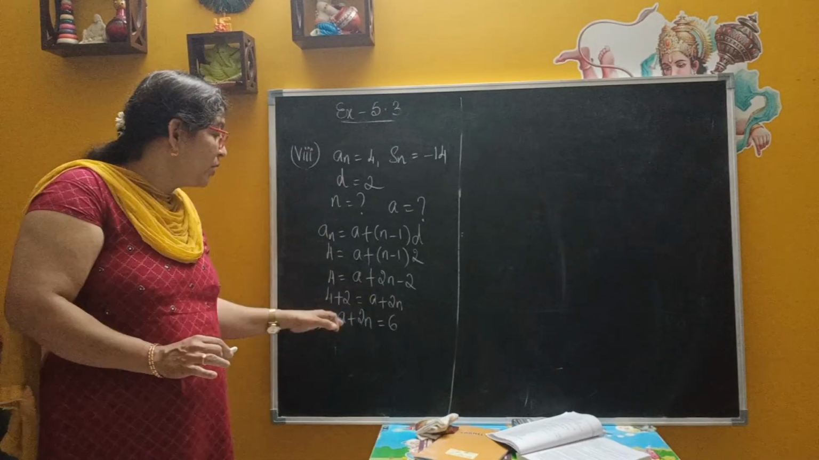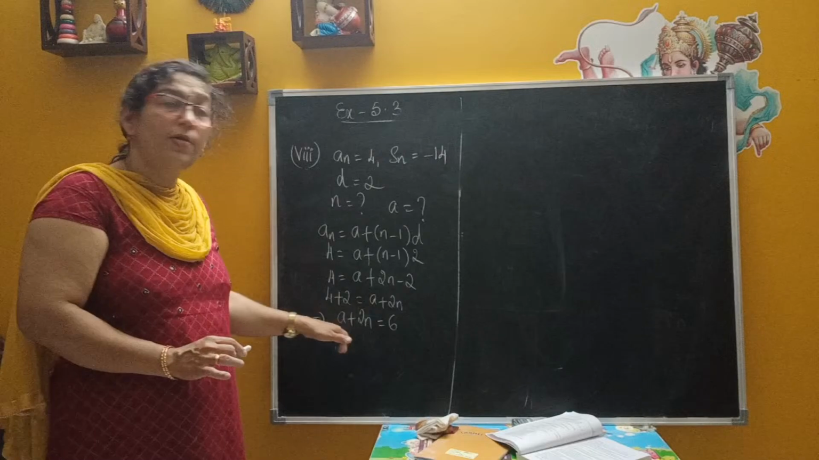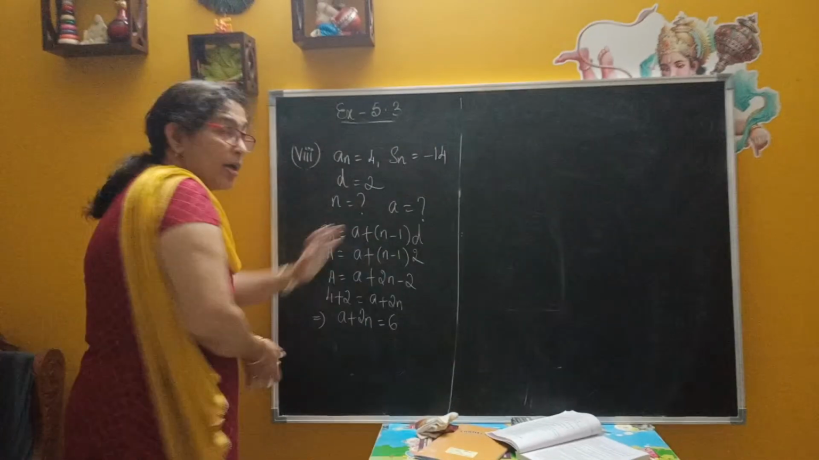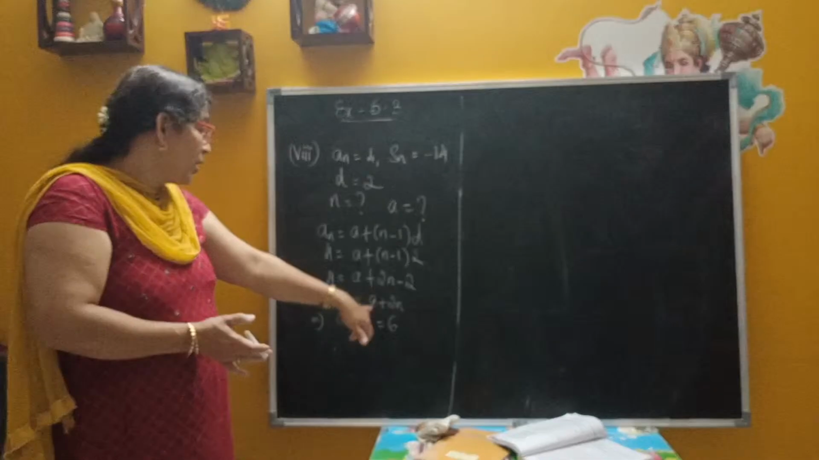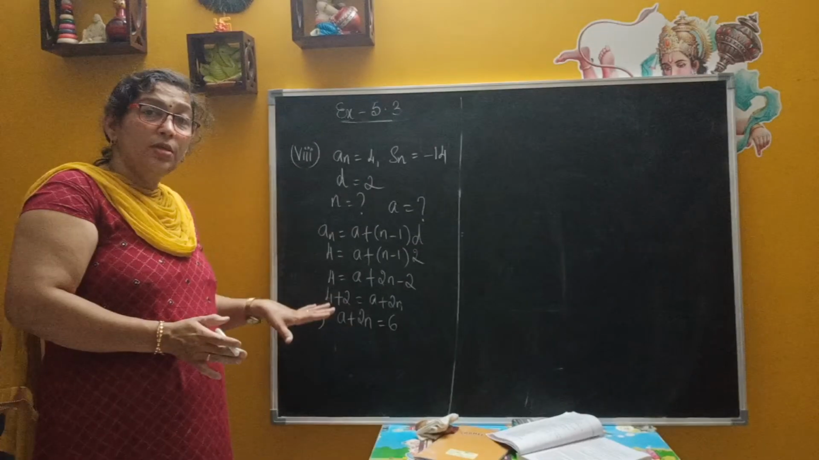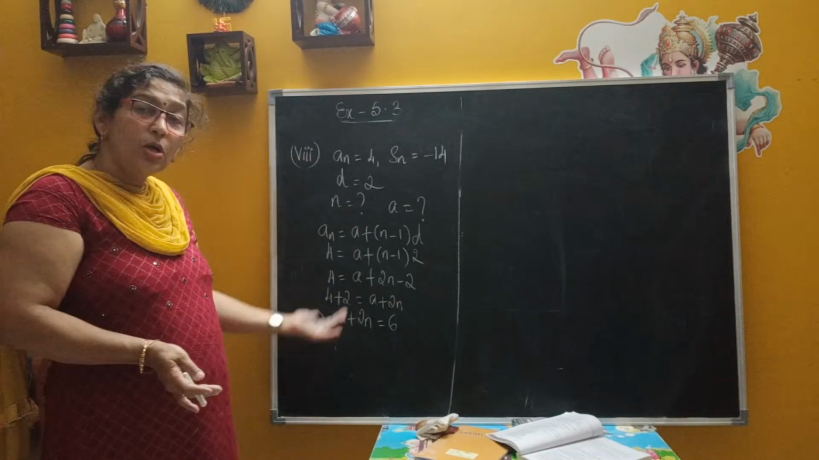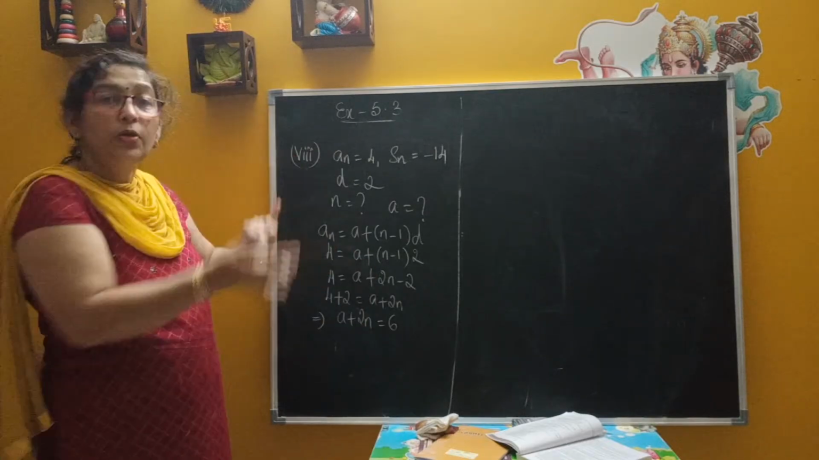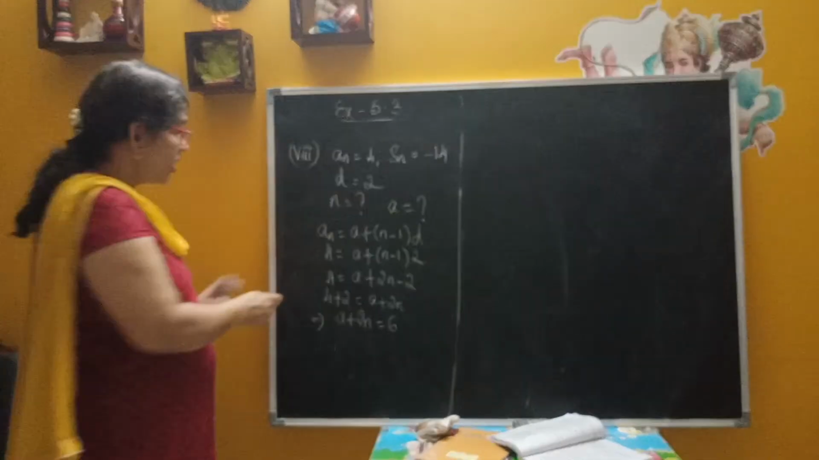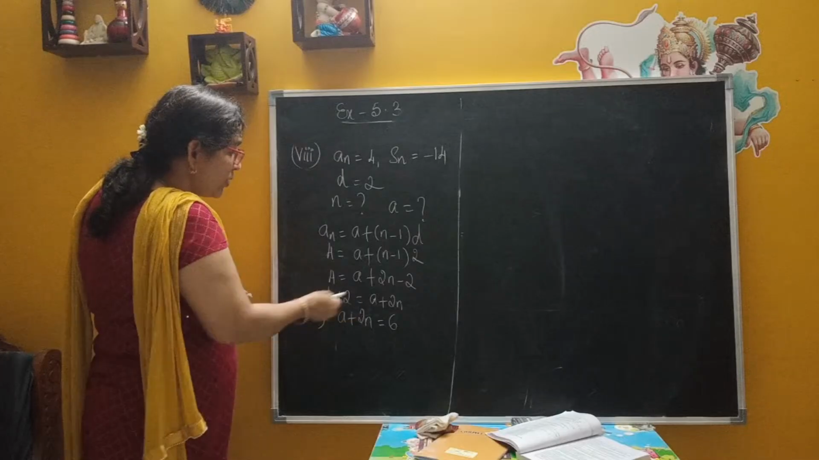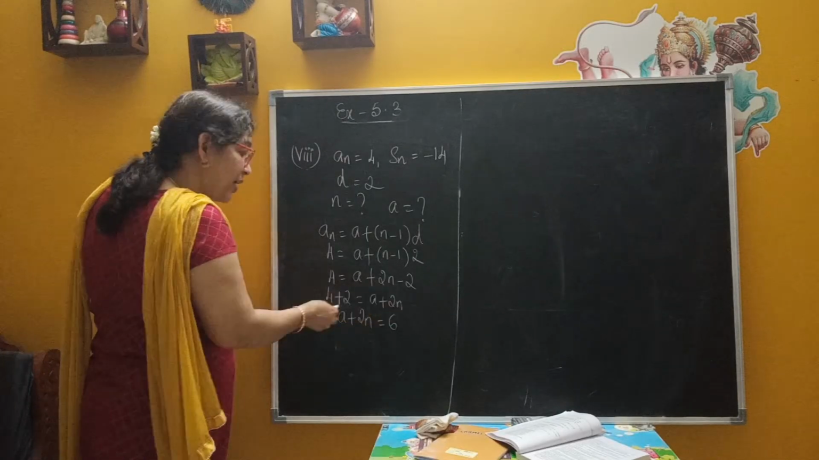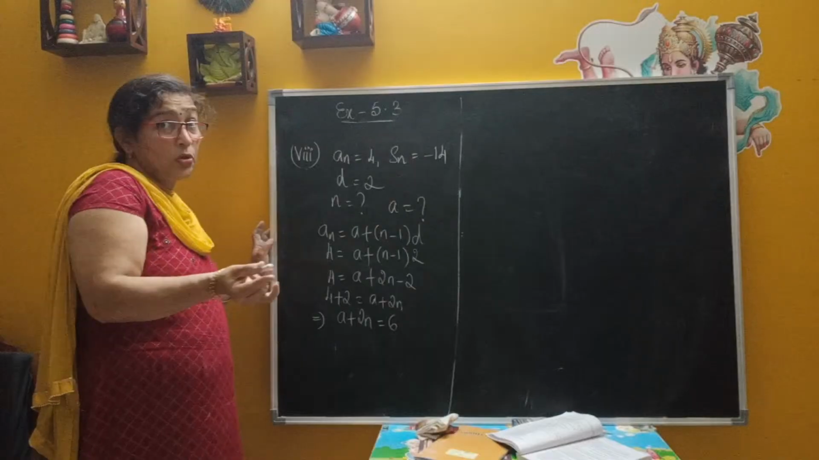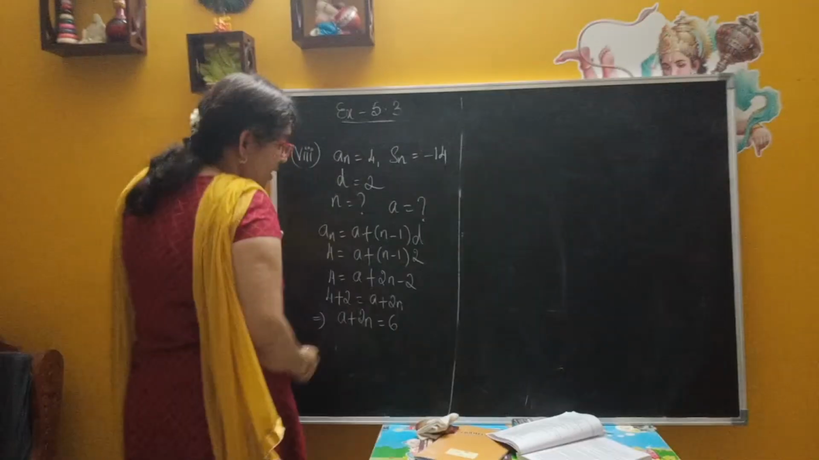You may ask, you are shifting, so don't we have to change the sign? Here I am not shifting anything. Just writing in another way. 4 plus 2 you got 6, 2 plus 4 is equal to 6. 4 plus 2 is also equal to 6, isn't it? Whether I write 4 plus 2 or 2 plus 4, both are same. So 6 is equal to a plus 2n, or a plus 2n is equal to 6. Both are same, no? So this is equation 1.